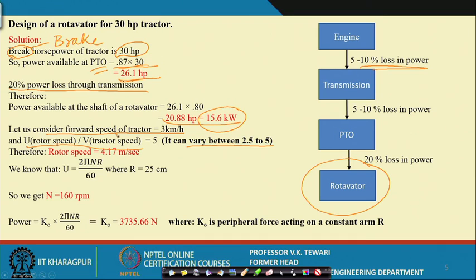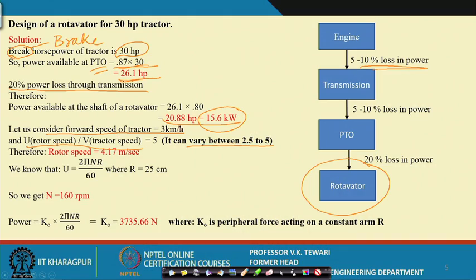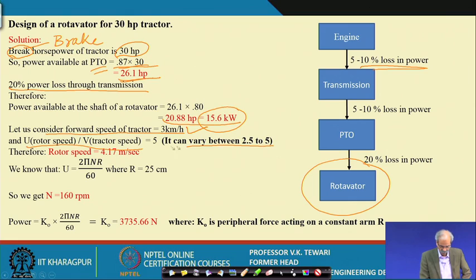We know that for the tractor, particularly for first plowing or even second plowing, we do not go at very high speeds, because the condition of the soil is not well known. Hence we go about 3 to 3.5 kilometers an hour, varying from as low as 2.5 kilometers to as high as about 4 kilometers in some high horsepower tractors. So we will take about 3 kilometers per hour as the forward speed, that is V. If we consider a U by V ratio between 2.5 and 5, and let us say it is 5, then we get the rotor speed to be 4.17 meters per second.